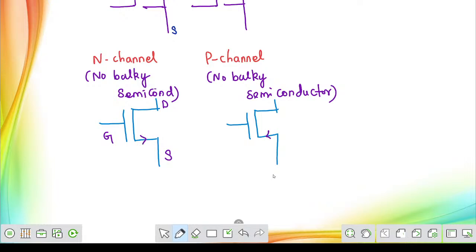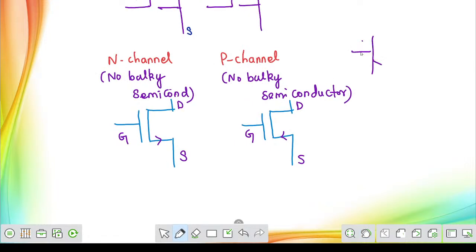For P channel MOSFET, the direction of the current will get reversed since this is drain, source, and this is going to be gate. So it is similar to NPN and PNP transistor. Just recollect the basics once. In case of NPN transistor, we have collector, base, emitter. Collector current is entering the circuit, base current is entering the circuit, and emitter current is going away.